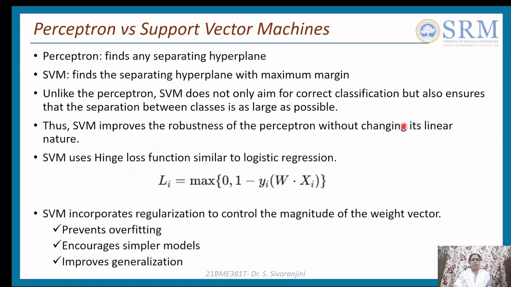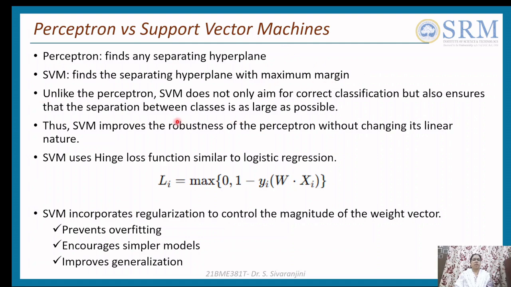So we have already seen about perceptrons and we have seen about support vector machines. We have seen a brief introduction about what support vector machines are and how they are used, right? So what is the major difference between these two, perceptrons and support vector machines? Perceptrons find a separating hyperplane, but SVM finds a separating hyperplane with maximum margin, right?